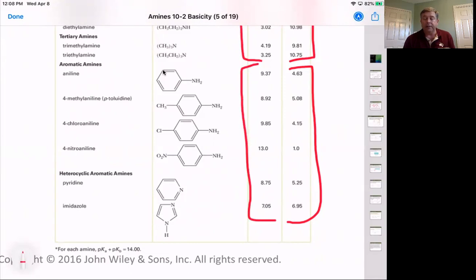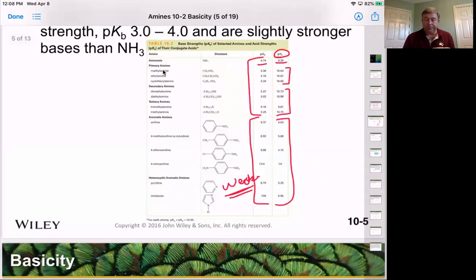Okay, because these are stronger acids, these are now weaker bases than the aliphatic ones. Okay, it's weaker bases. So aliphatic amines are stronger bases than aromatic amines. Okay, and we're using that conjugate acid pKa scale to compare and contrast with what we already know about our acidity scale.